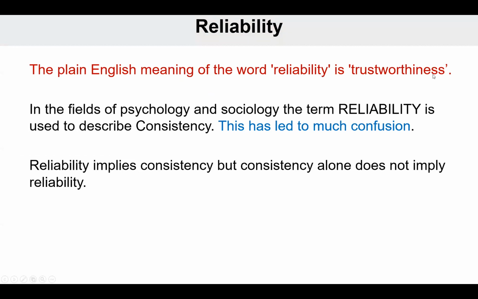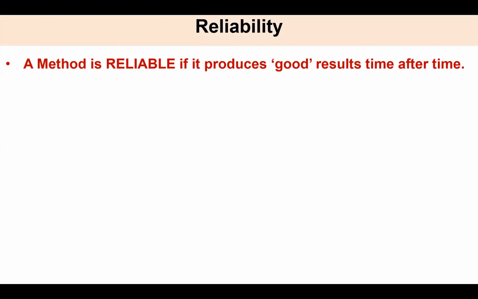There's some confusion because in psychology and related fields, they use the term reliability to mean consistency. But what is required here, we don't think reliability means consistency. It's just a part of reliability, but trustworthiness, or very rarely making errors or never making errors, is what gives reliability. So a method is reliable if it produces good results time after time.